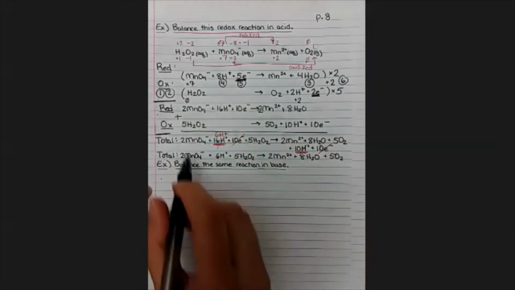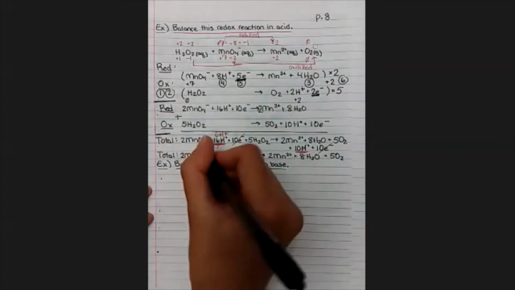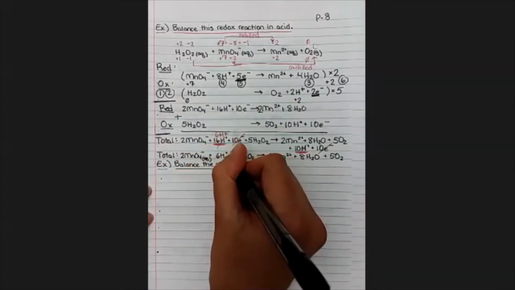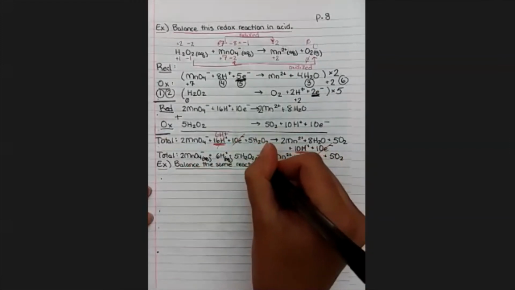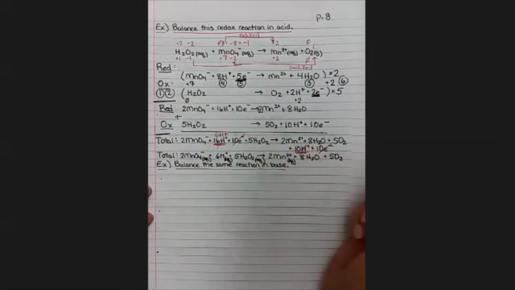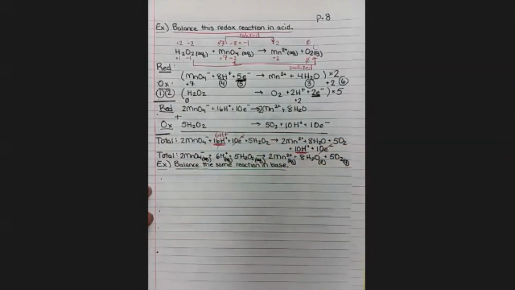And whenever we finish, we need to throw back on the states of matter that we've been leaving out. Manganate was aqueous. Protons are aqueous because they have a charge. We said that hydrogen peroxide was aqueous. Manganese is aqueous because it has a charge. Water is a liquid. Oxygen is a gas.